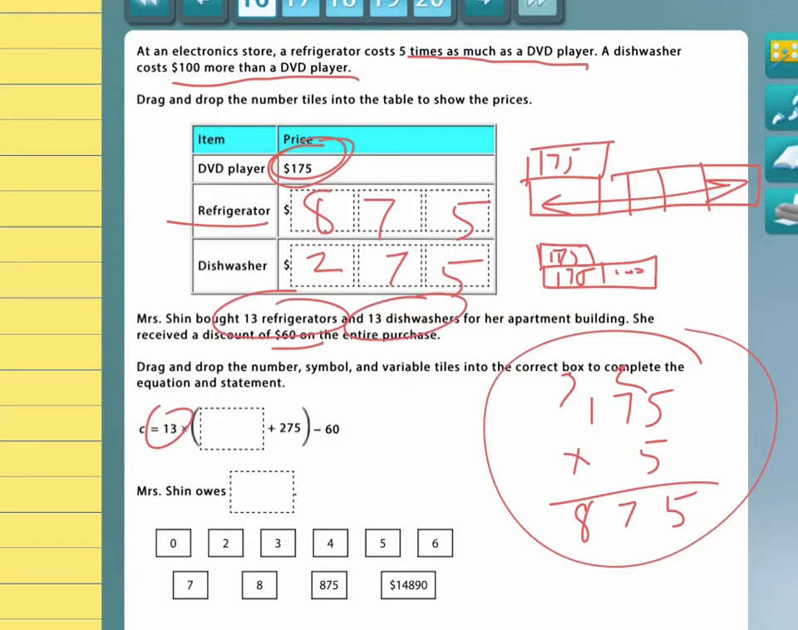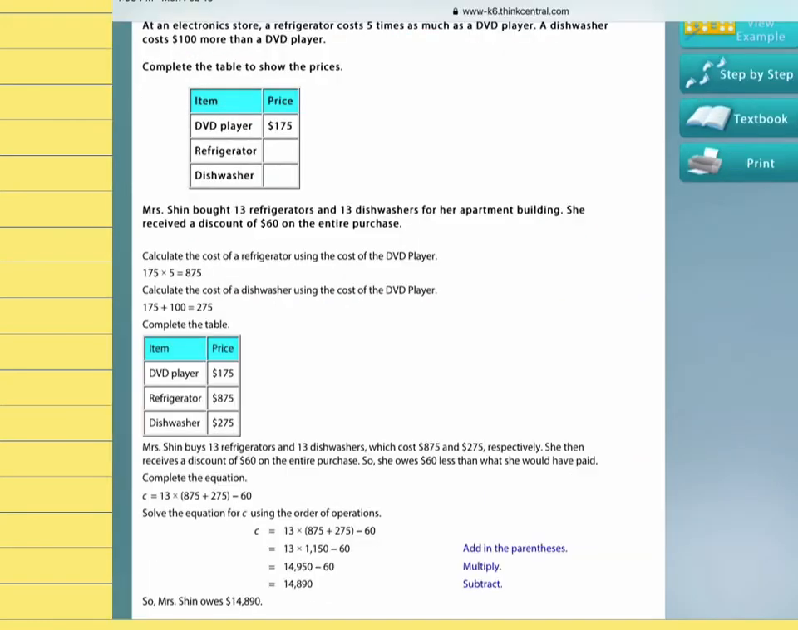She got a discount of 60, so we're going to take off 60 from the total. So what is the total here? We're going to multiply 13 times 875, that's the cost of a refrigerator, and 275, that's the cost of a dishwasher. We're going to do that total here, and we're going to subtract 60, and that will give us our answer. And looking at the Think Central explanation, we got that right.